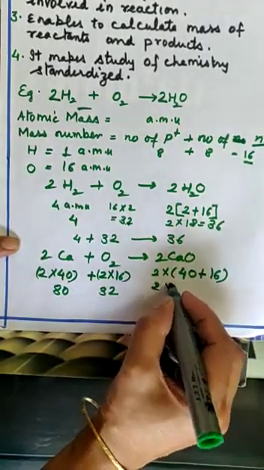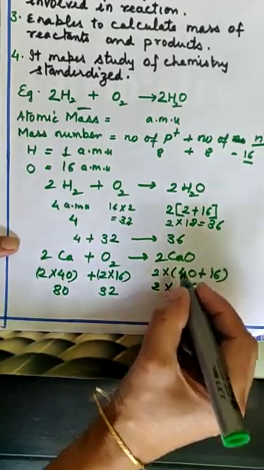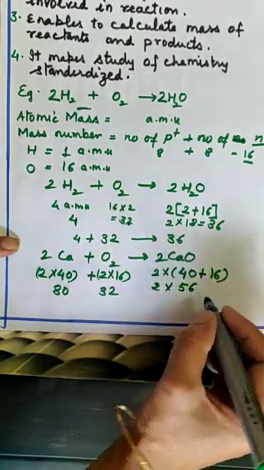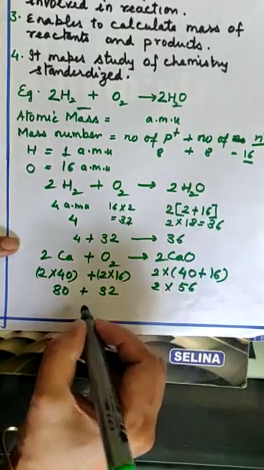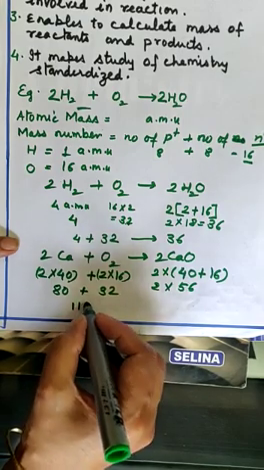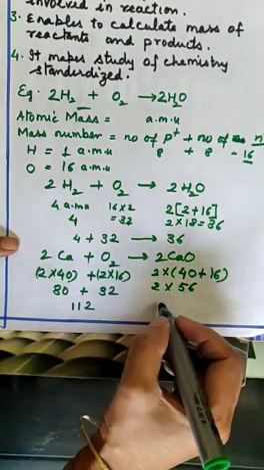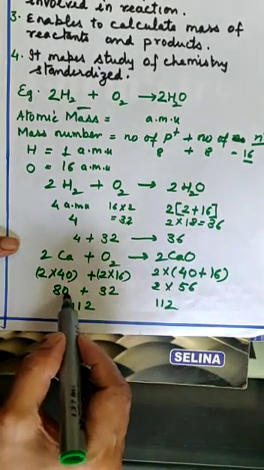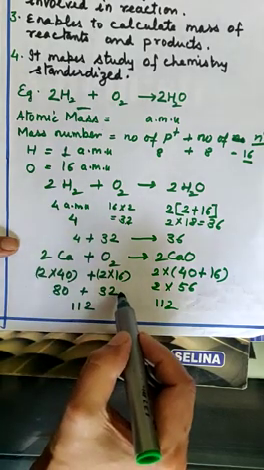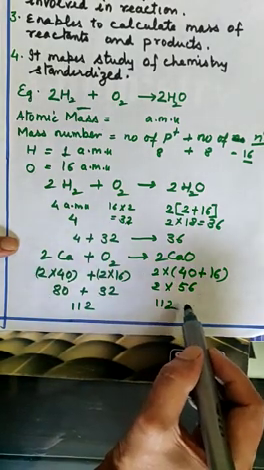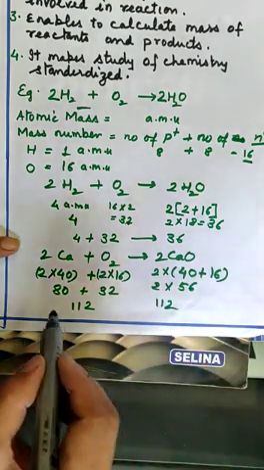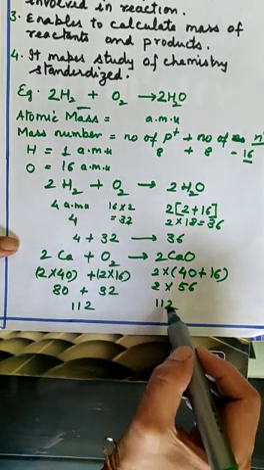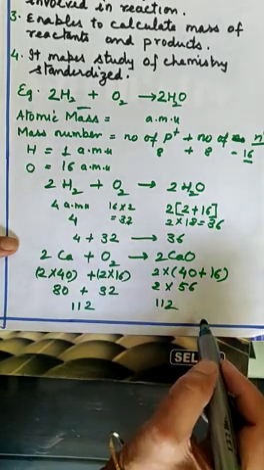Together 2 into 56. 56 unit is the mass of 1 molecule of calcium oxide. So 2 molecules, 2 into 56. 80 plus 32, this is 112. Here as well 2 into 56, that is 112. It means 80 unit mass, whether 80 AMU mass of calcium, combined with 32 AMU mass of oxygen forms 112 AMU mass of calcium oxide, or 80 gram of calcium combined with 32 gram of oxygen by mass forms 112 unit mass of calcium oxide.